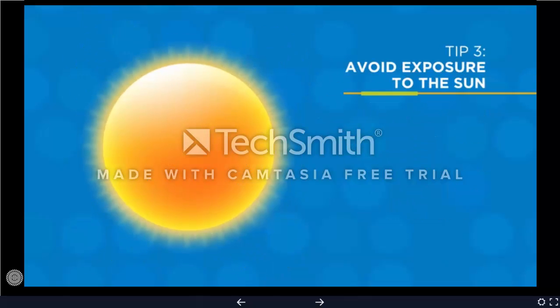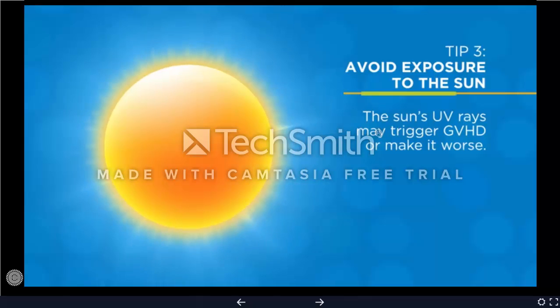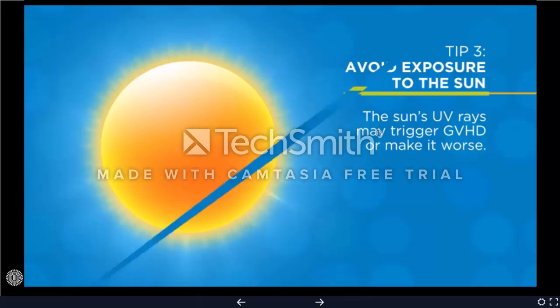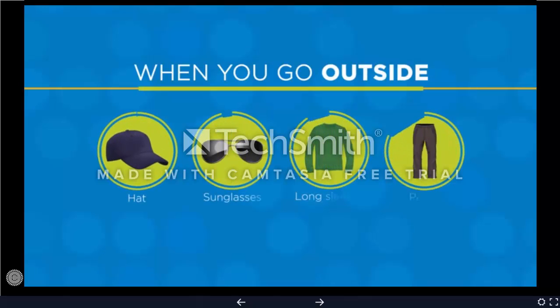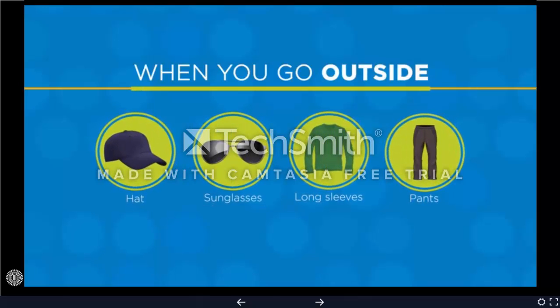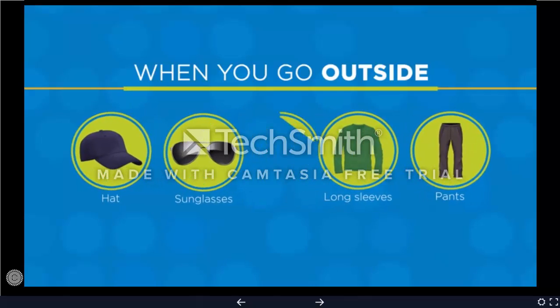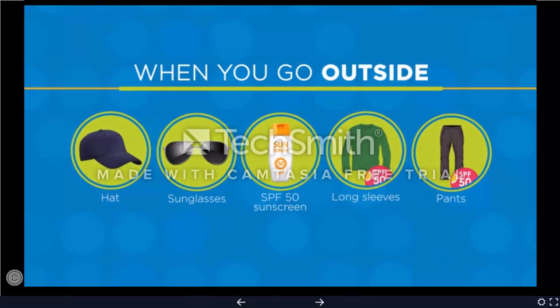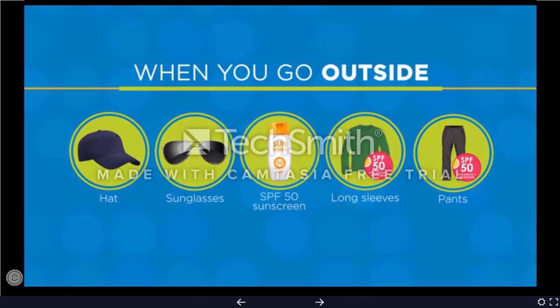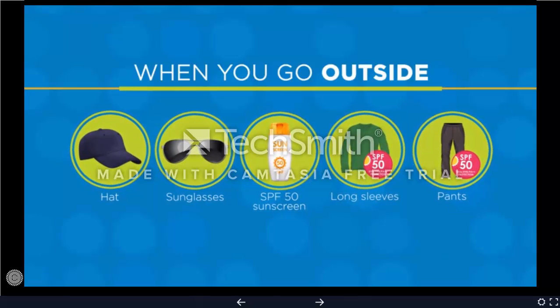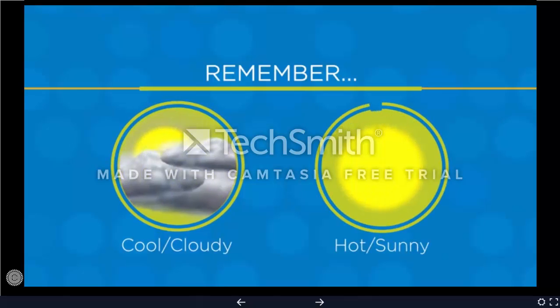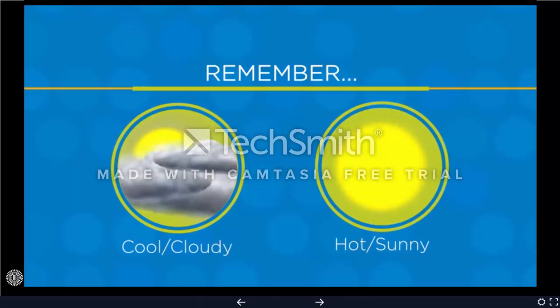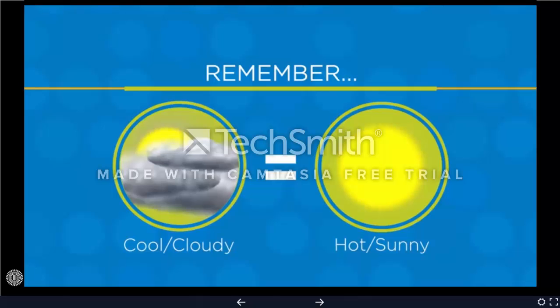The third tip is to avoid exposure to the sun. The sun's UV rays may trigger GVHD or make it worse. If you go out, make sure you always wear a hat, sunglasses, long sleeves, and pants. Also apply SPF 50 sunscreen to all exposed skin. You may also want to wear SPF clothing for added protection. And always remember that the sun on a cool and cloudy day can be just as damaging as on a hot and sunny day.